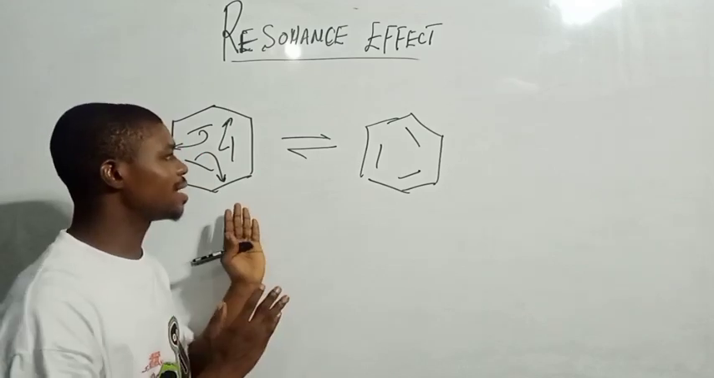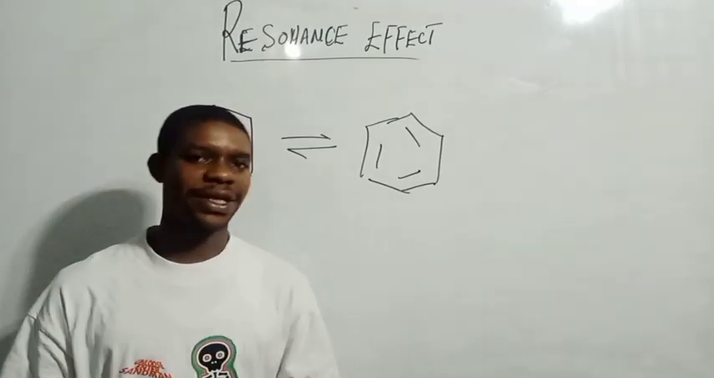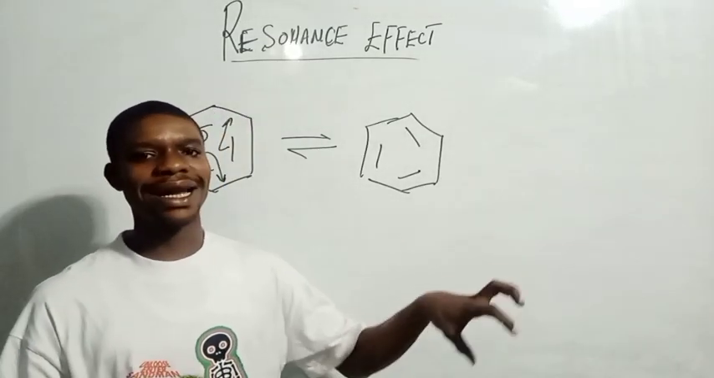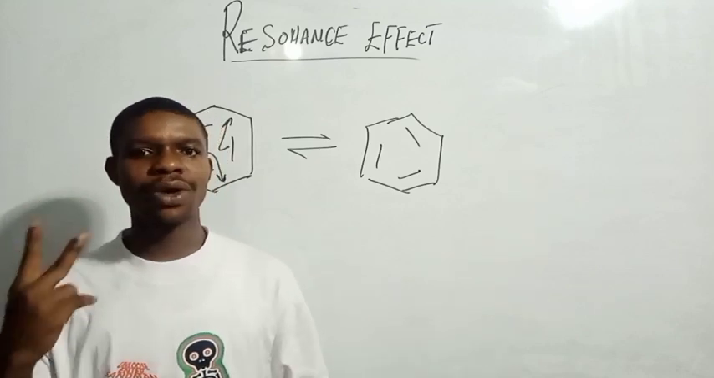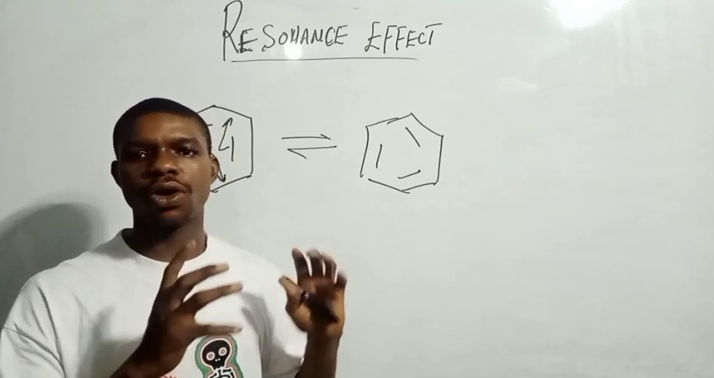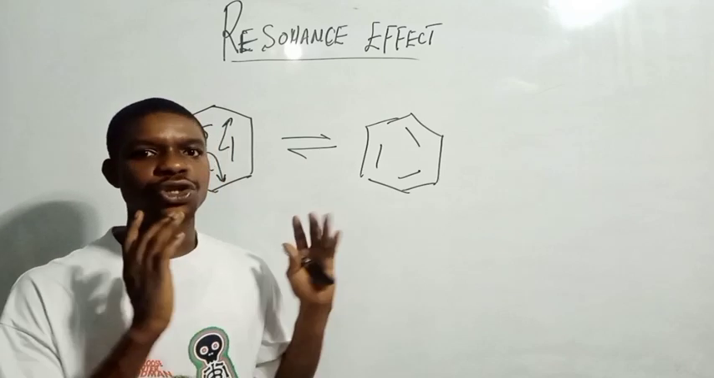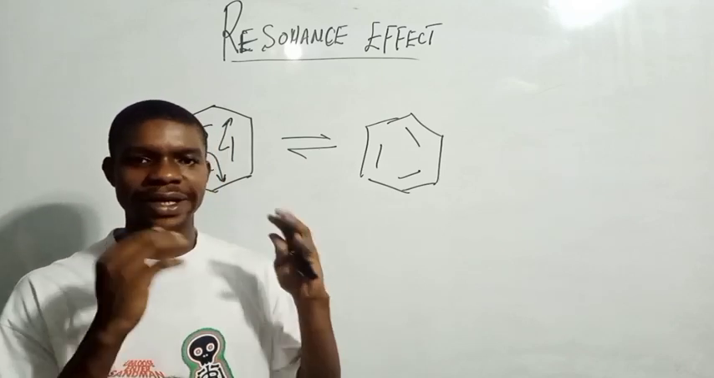In order to understand this, we have two types of electrons. One, we have localized electrons. Two, we have delocalized electrons. If you can understand what localized and delocalized electrons are, then you are on your way to mastering resonance structure.